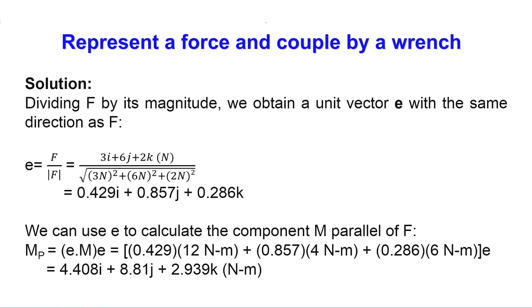F is given. So, what is the unit vector in the same direction? So, F vector by the magnitude, so we get the unit vector. Now, we can calculate the moment vector, what is the component along, that means parallel to the force F, the same direction parallel to F. So, Mp equals e dot M into e. So, this way we can find out the component of the moment which is parallel to the force.